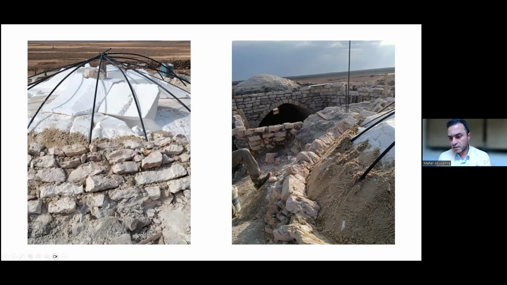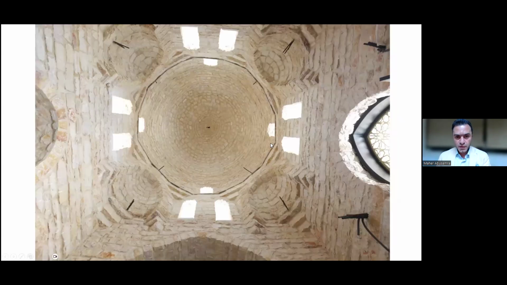Here on the right, you can see we put sand above the polystyrene. After we finish, we just remove the shuttering, everything falls down, and we keep the dome interior clean, because the sand you can remove easily. This is the image after we finish the main dome.